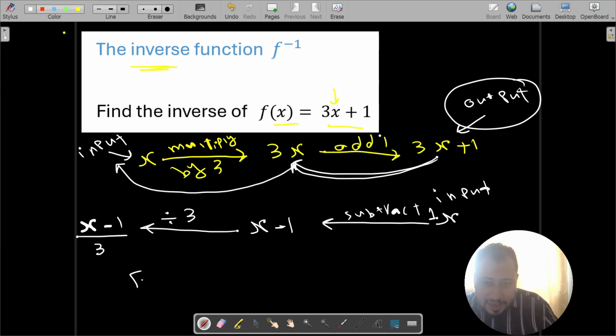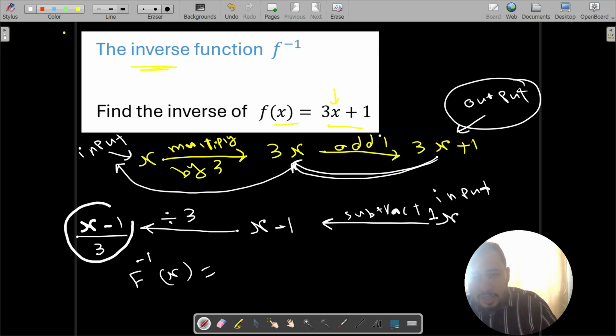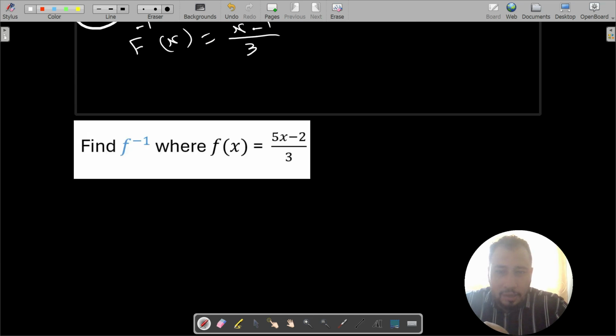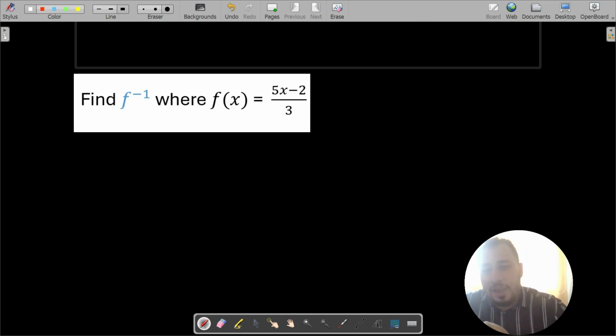Simply, you can write f inverse of x equals the function you got here, which is x minus 1 over 3. And this is the first way to solve this. Let's take a look at another example to make things clear in case you didn't catch it. Here, again, find f inverse of this function.